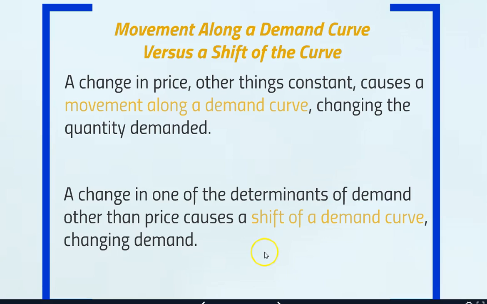A change in one of the determinants of demand other than price causes a shift of the demand curve, changing demand. That's where you have your graph and your demand curve. The curve actually moves rightward when it increases, and it moves leftward when it decreases. That would be a shift, and we'll explain it in a minute.